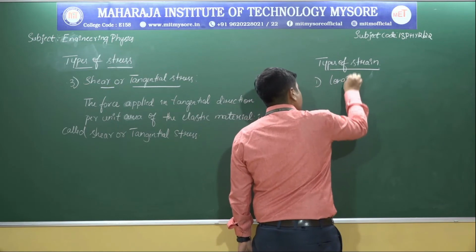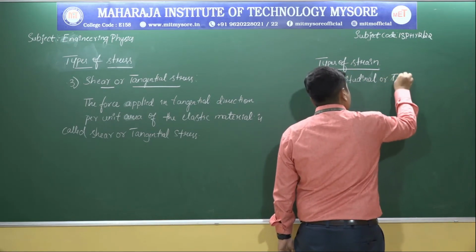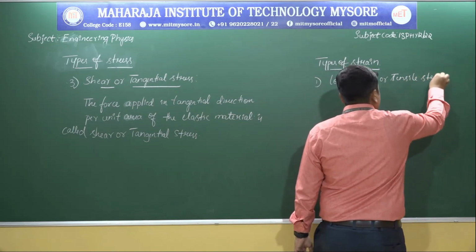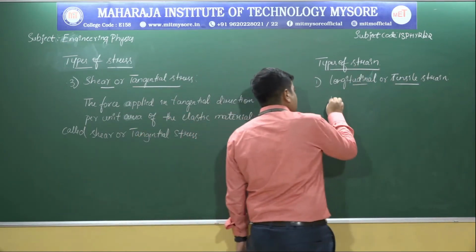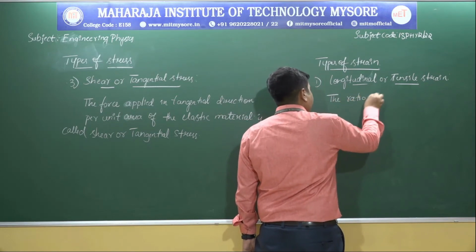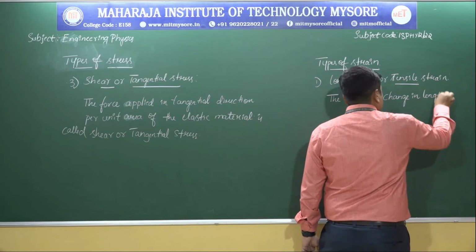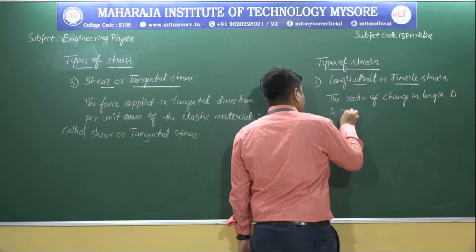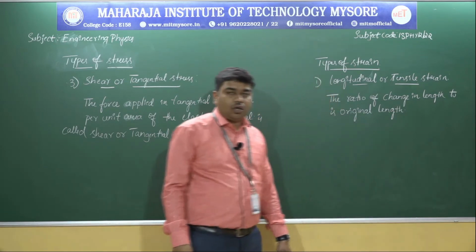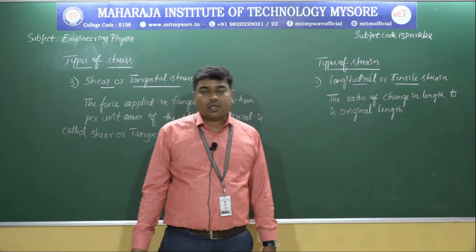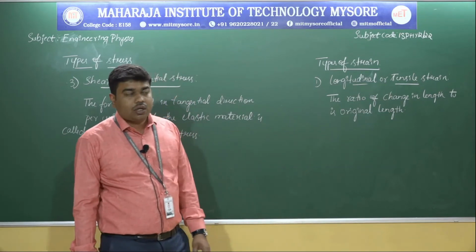First one is called longitudinal or tensile strain. We can define the longitudinal strain as the ratio of change in length to its original length, because in the case of the longitudinal strain or in the longitudinal stress, basically there is change in length taking place. So, if we take the ratio of the change in length to its original length, then we call it as the longitudinal strain or the tensile strain.